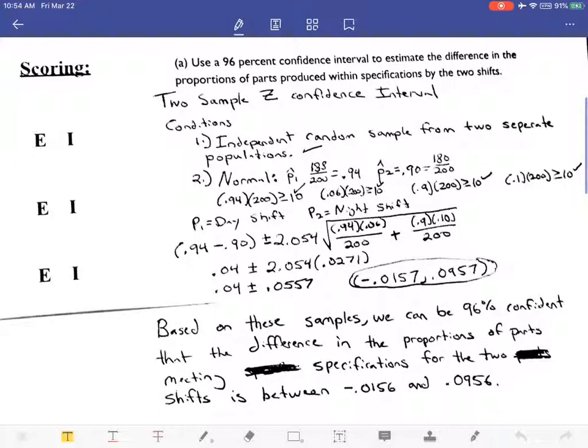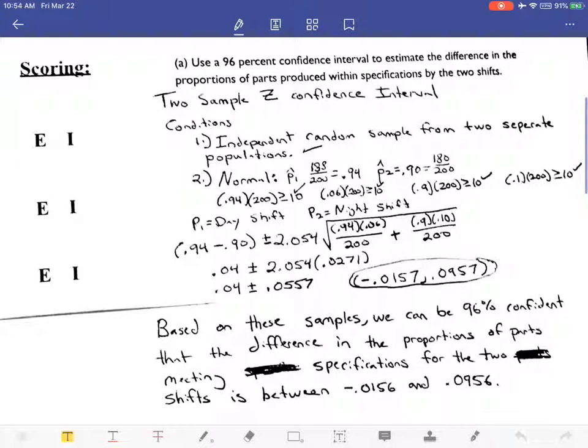So the first thing you want to do when you're making a confidence interval is write down what type of confidence interval it is. As you see, I've written down a 2-sample Z confidence interval because it's 2 samples, and it's a proportion, which means it's going to be using a critical Z score instead of a critical T score.